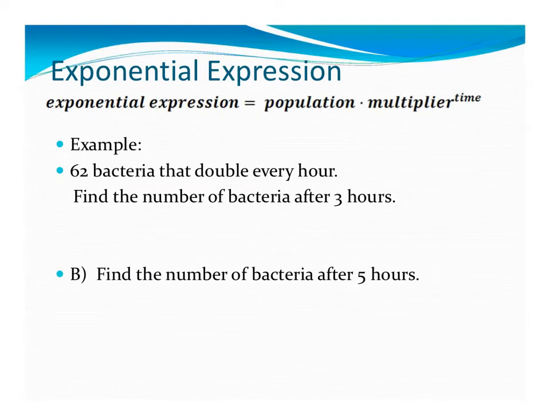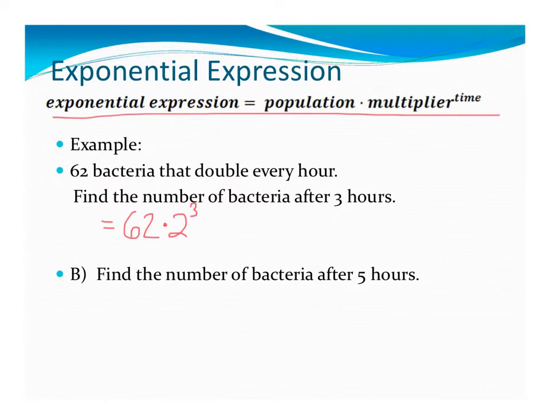So let's try a couple examples. The first one here, we have 62 bacteria that double every hour. Find the number of bacteria after 3 hours, and we have our nice equation up here. So our initial population is 62, and we're doubling it, so times 2, and it's after 3 hours. So really we're going to double every hour, we're going to double 3 times. Now that's important, we're doubling 3 times, because sometimes we might be doubling every half hour or doubling every 10 minutes. It just depends on the problem.